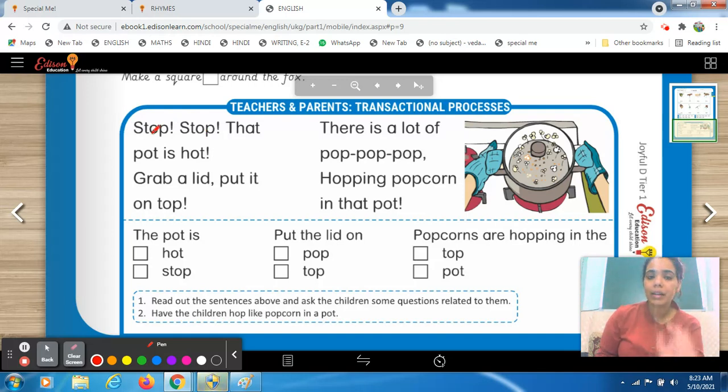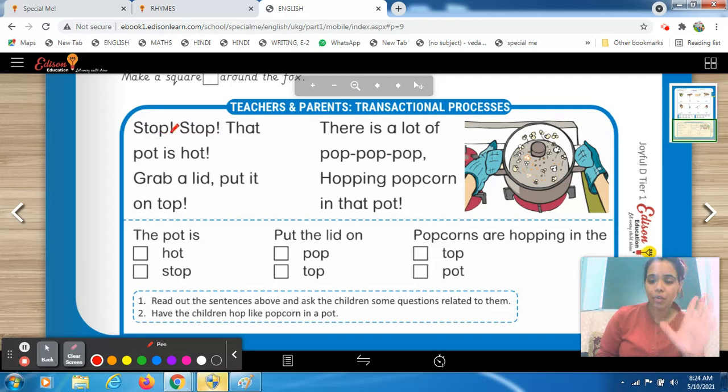So again, this is a blend. When S and T came along, it will give you the sound stir. Okay, this is a blend. When two consonants come together, it will give you one sound. I know S se aapko sir sound aati hai, T se t sound aati hai, but these are the consonants, when they came along, they became a blend. Aur wo kya sound denge aapko? Ek sound denge. It's stir.